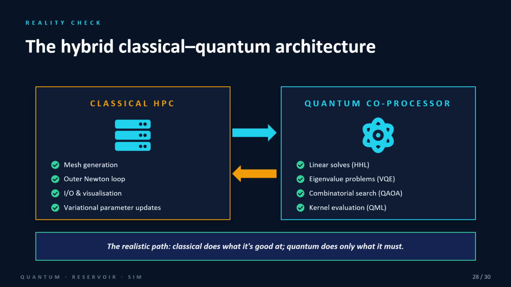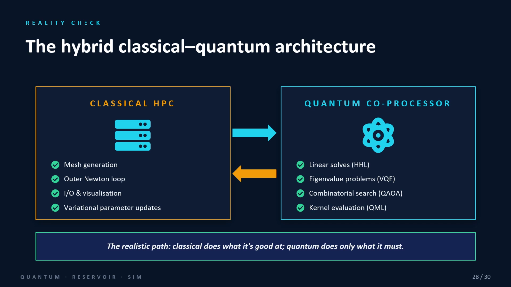Now, we need a reality check. The future is not likely to be purely quantum reservoir simulation, at least not in the near term. A more realistic architecture is hybrid classical quantum computing. Classical high-performance computers are excellent at mesh generation, data handling, visualization, outer Newton loops, and many numerical operations. They will continue to do what they are good at.